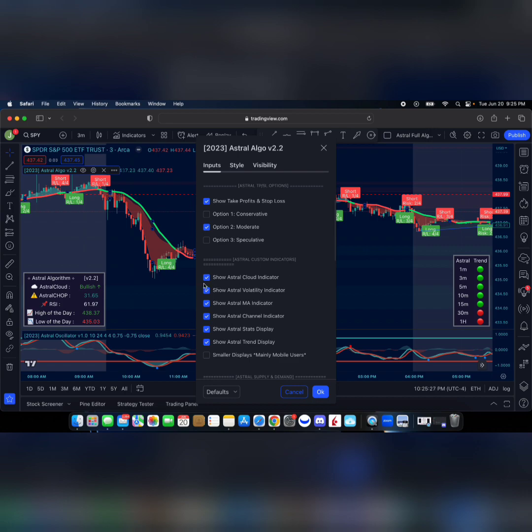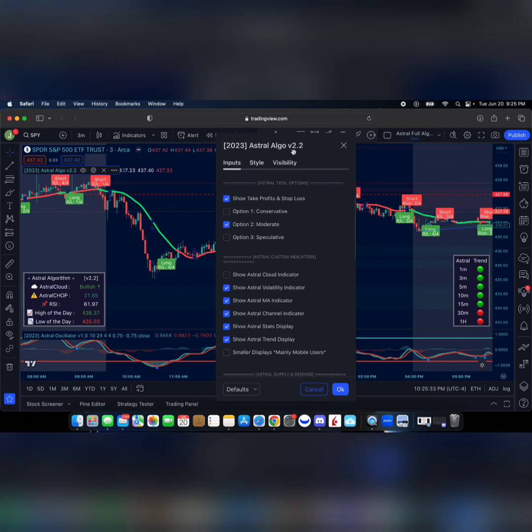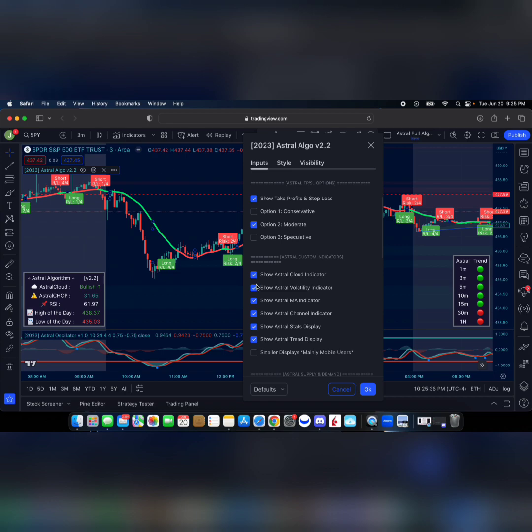Custom indicators. So the cloud, if you want to turn it off, if you don't like it, unclick it. You can kind of see it disappears. I can't even find where this one is, but I think it's at the bottom. It's like some plots, I think. I can't remember. But the Astral MA, this is the bar. Astral MA. There you go. If you don't like that, but I usually keep all of this on.